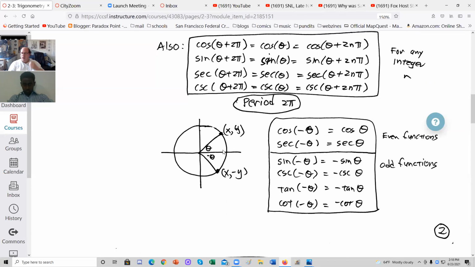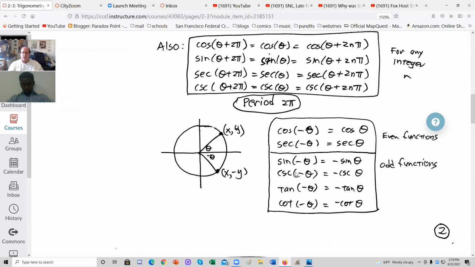Now, here we have an angle theta leading up to x, y. And here we have the opposite, negative theta, leading to x, negative y. Same value of x, opposite value of y. Now x refers to cosine. So cosine of minus theta is cosine theta. And the reciprocals are secant. So secant of negative theta equals secant theta. This is known as an even function. It absorbs a negative. But the y flips to a minus y when we change theta to a minus theta. So sine of minus theta equals minus sine theta.